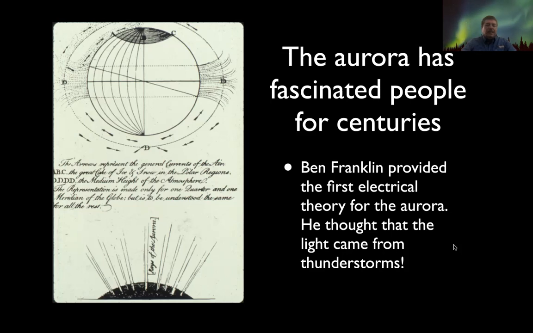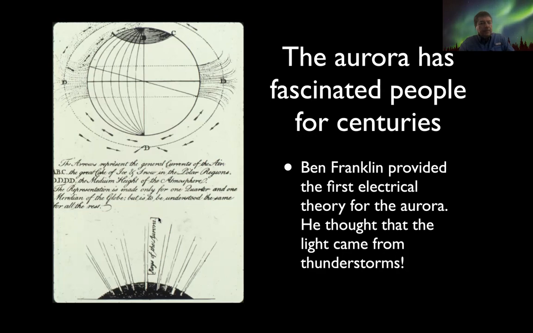He thought the light came from thunderstorms, and this is a drawing from his paper that he published on the subject. He imagined that the equator was hot, so the hot air would rise and then circulate to the pole, where it would cool and fall down and then circulate back. A fascinating idea. We now call these things Hadley cells, after somebody who did the work after Franklin.